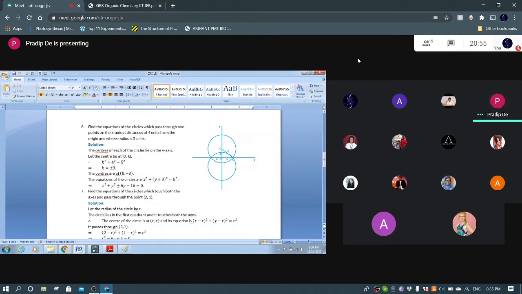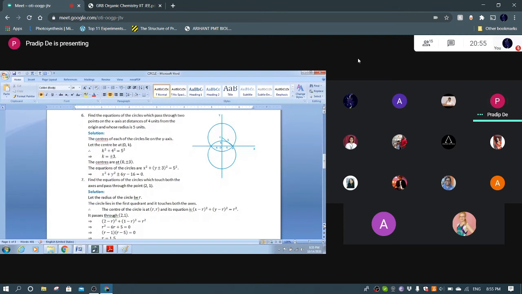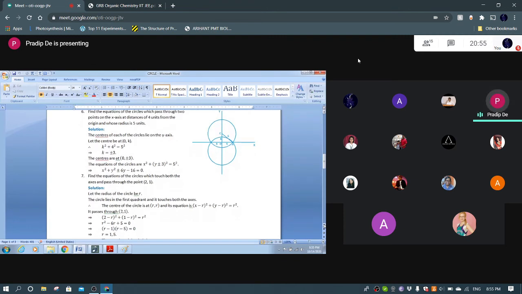Expand and simplify. You get a quadratic equation, r square minus 6r plus 5 equal to 0. R minus 1 into r minus 5 equal to 0. So r is equal to either 1 or 5. No other value. 5 and 1, correct.